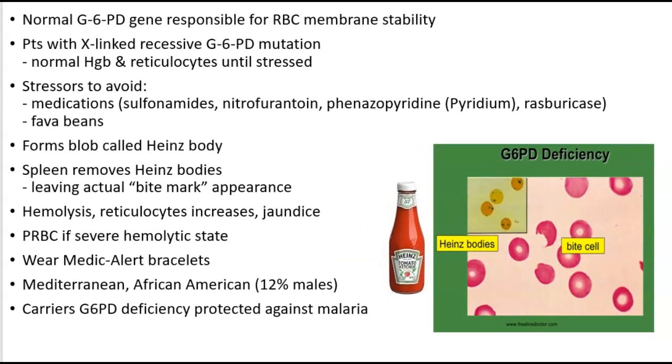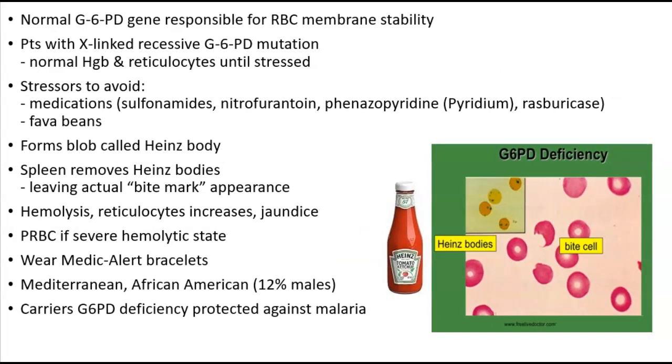It's not a very common one, but for this, I put a bottle of Heinz ketchup because I want you to remember the Heinz bodies. So basically, this is an X-linked recessive mutation where the person's red blood cells, the hemoglobin, everything's normal until something causes them to be stressed. Something stresses the hemoglobin. Now, I don't mean you have a big test coming up, so I'm stressed, so my red blood cells are stressed.